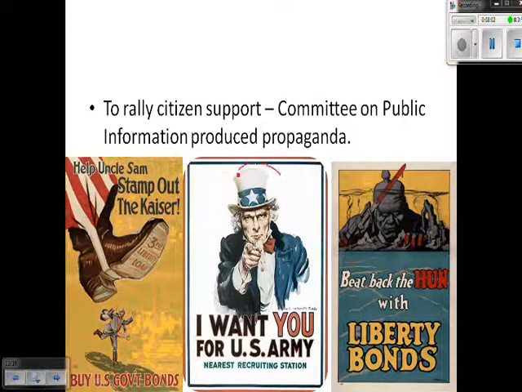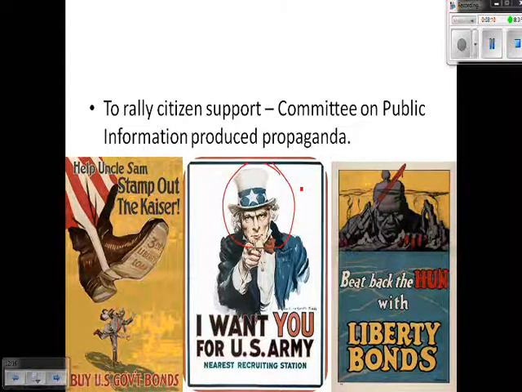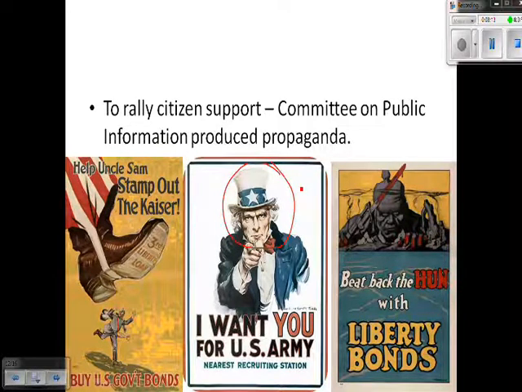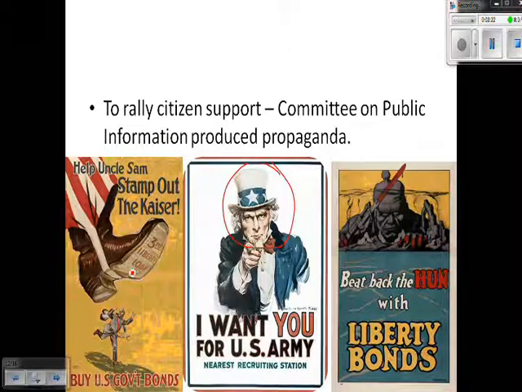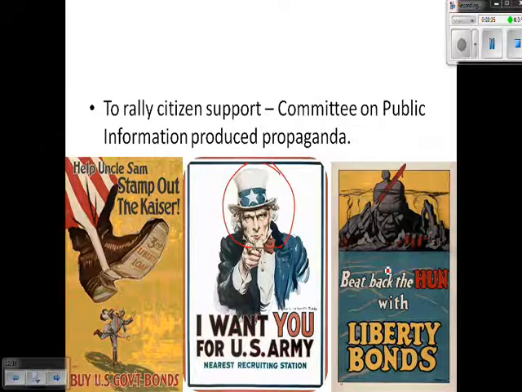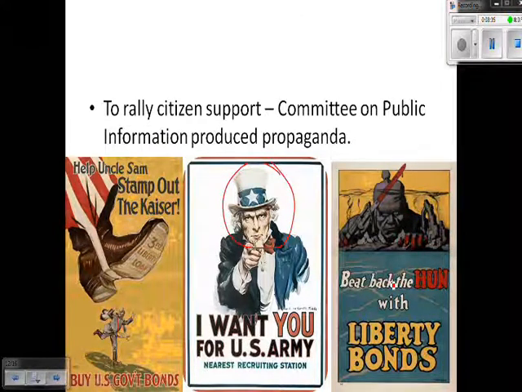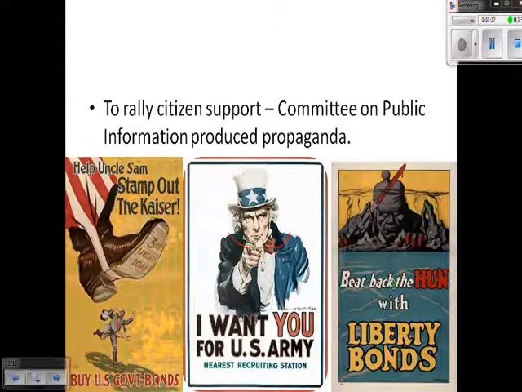So I had asked you guys earlier in the chapter, right, on your introduction days, how many of you remember the Uncle Sam poster where he's pointing and saying, "I want you," right? That comes directly from World War I, and then it kind of comes back in World War II. Okay, the idea here is by supporting the war, you're being patriotic, you're supporting the country. So help Uncle Sam stomp out the Kaiser. The Kaiser was the leader of Germany. Okay, beat back the Hun with Liberty Bonds. Okay, Huns were a cultural group that originated in Germany. So the idea here was to get the people to support the war.